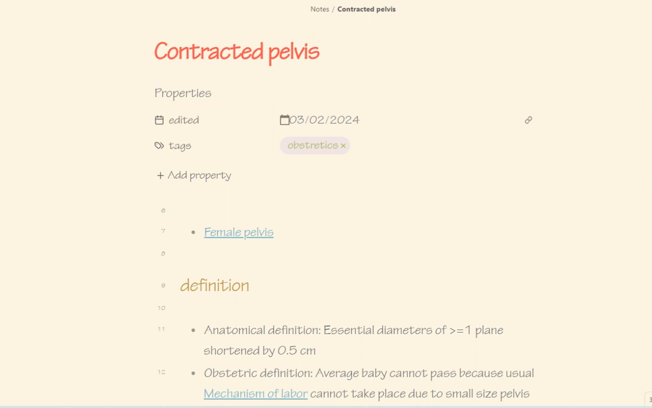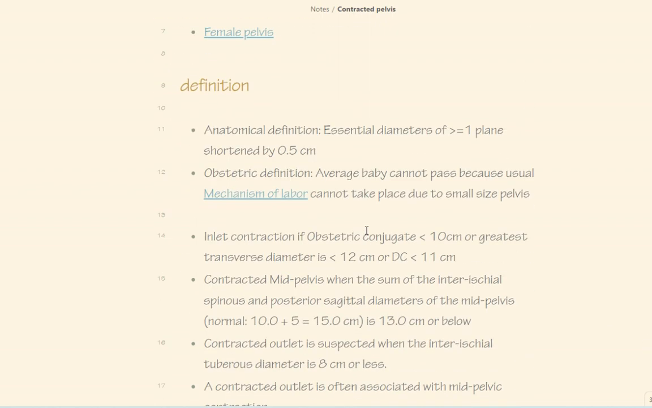Obstetrically, it is defined as the pelvis which is small enough so that the normal mechanism of labor does not take place. But anatomically, if any of the essential planes, at least one, is shortened by 0.5 centimeter or more, that is considered to be a contracted pelvis. So contracted pelvis can be at the inlet, mid pelvis or outlet.